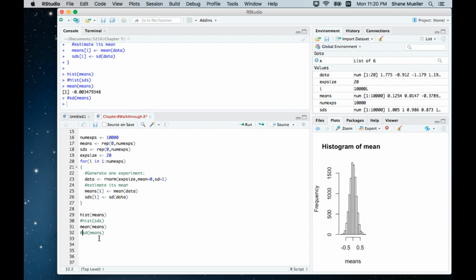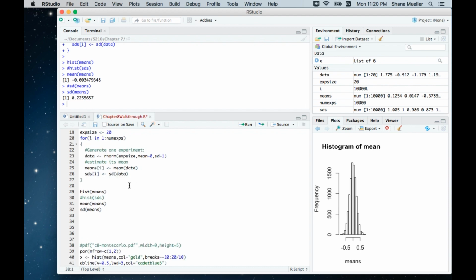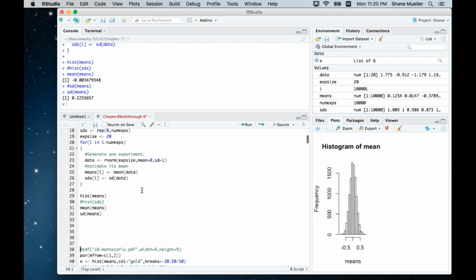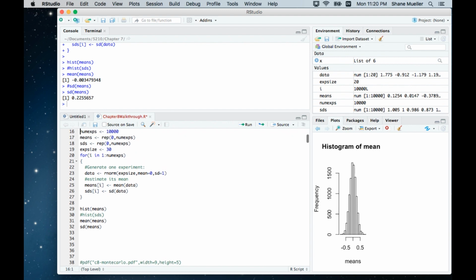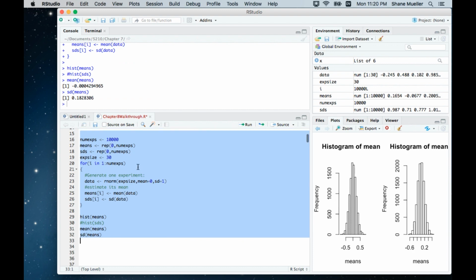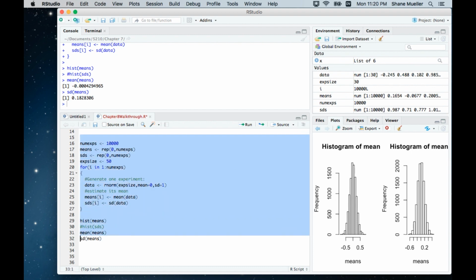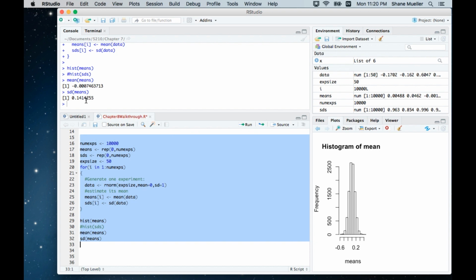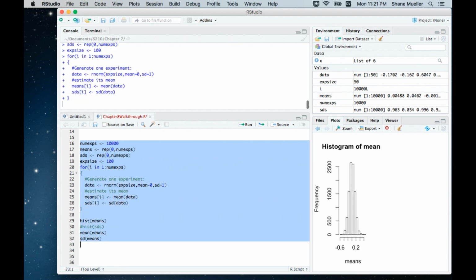And I want to compute the standard deviation of the means. So if I increase it to 20, that standard deviation goes from about 0.25 to, in this case, 0.22. What about 30? 0.18. 50, 0.14. You can see that the standard deviation of the means is getting smaller as I increase this. So here, if I double it to 100, it goes from 0.14 to about 0.1.